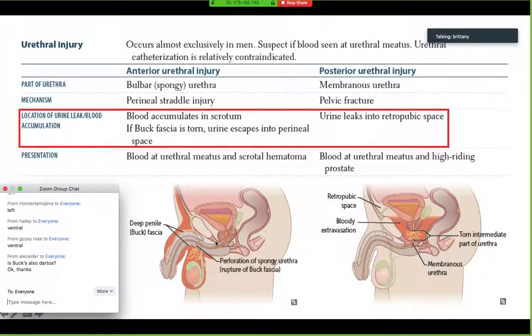And then here, this is just talking about, if you have an injury to Buck's fascia, so that deep fascia, urine is going to escape into the perineal space. And then if you have an injury in the anterior urethra, then you're going to have blood accumulating in the scrotum, versus a posterior urethral injury, you're more likely to have urine leaking into the rectopubic space.